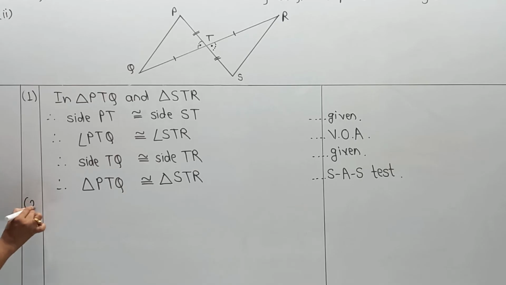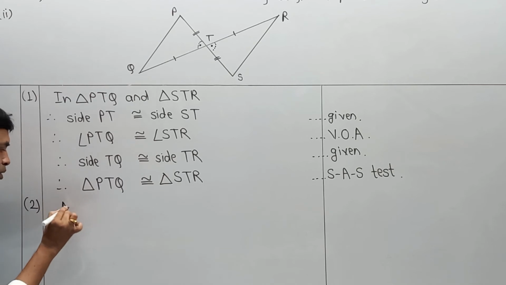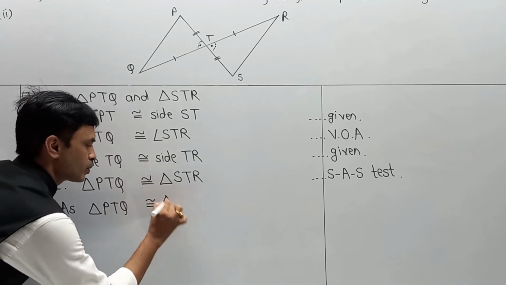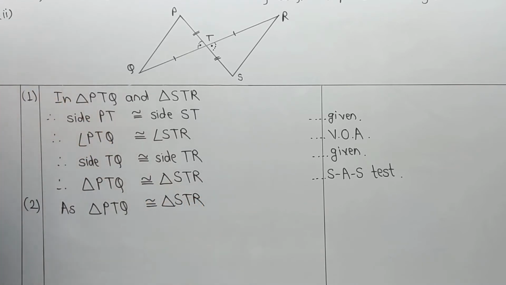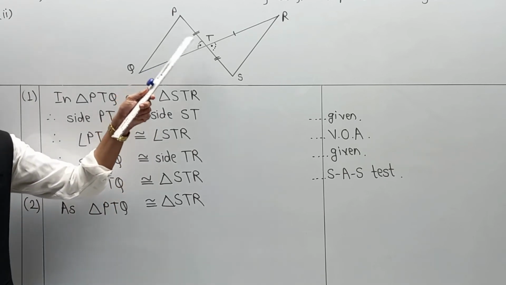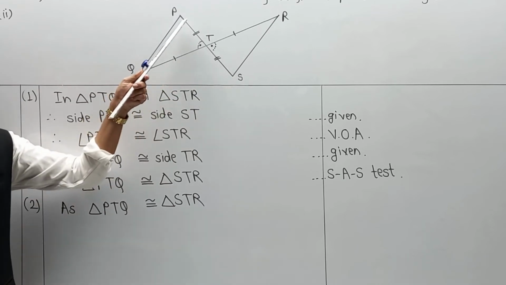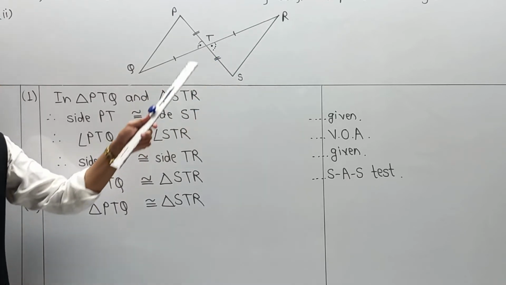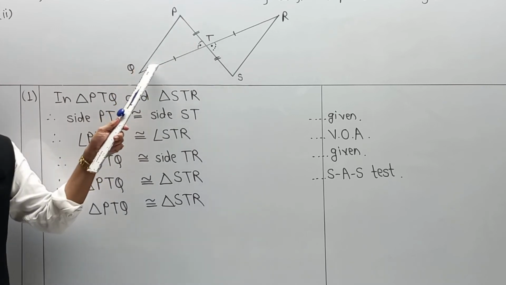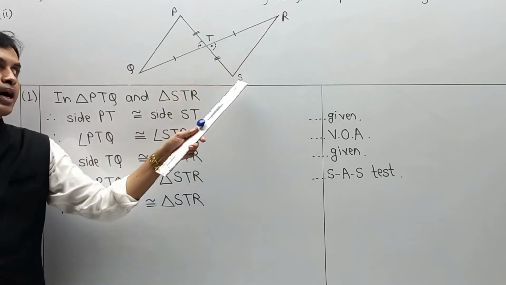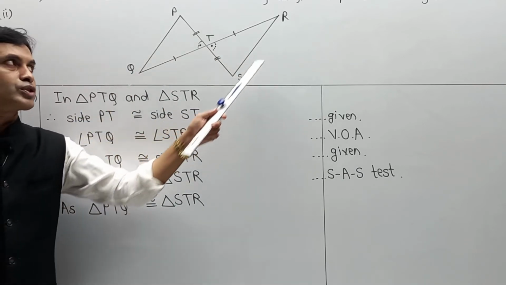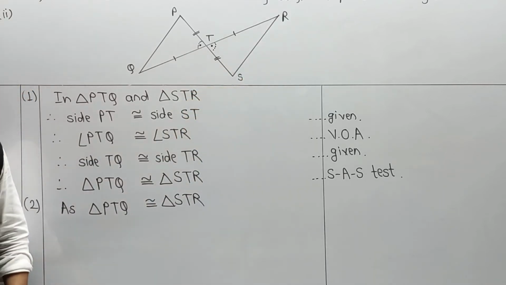So, second, as triangle PTQ is congruent to triangle STR, that we have proved in one, naturally the remaining parts, one by one, please pay attention. From the diagram, angle TPQ, here angle P, must be congruent to angle TSR, this angle S. Also we have angle TQP, means angle Q, must be congruent to angle TRS, means angle R. And third, side PQ is congruent to side SR.